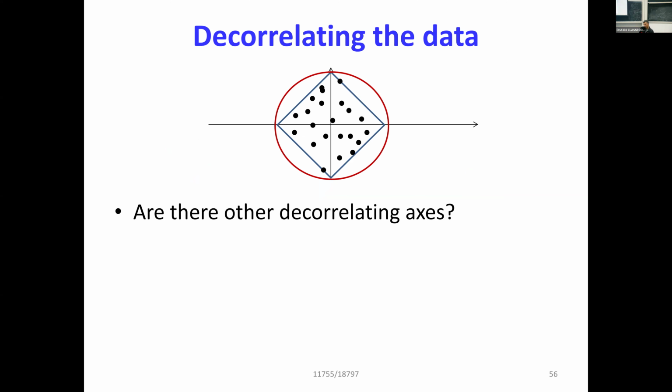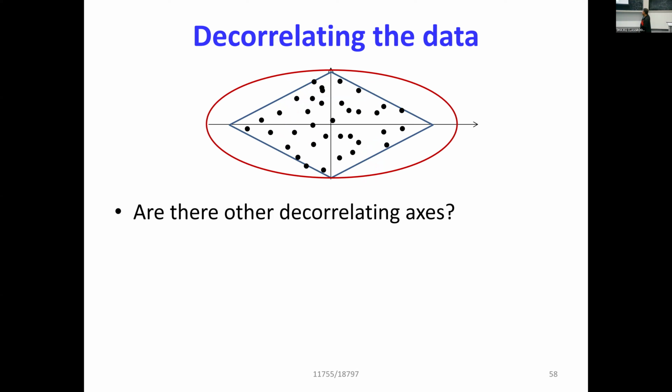Are X and Y uncorrelated? Over here. Yes or no? Yes, okay. But is there another pair of axes where it's also uncorrelated? These two, right? So the set of axes that can decorrelate your data is not unique. Two different things, right?